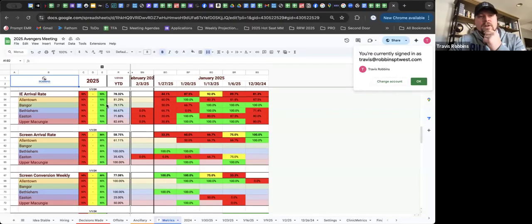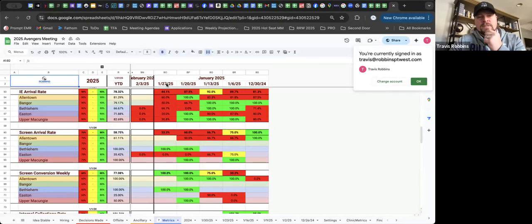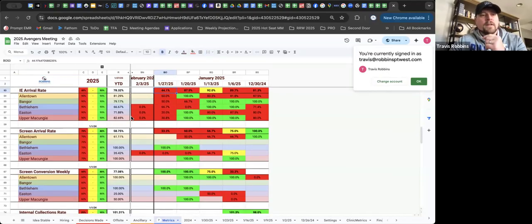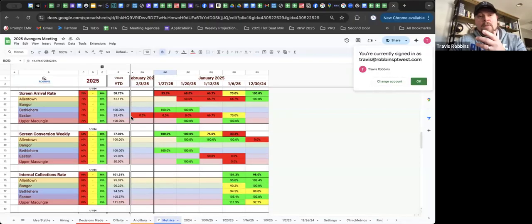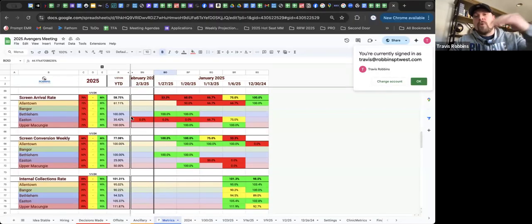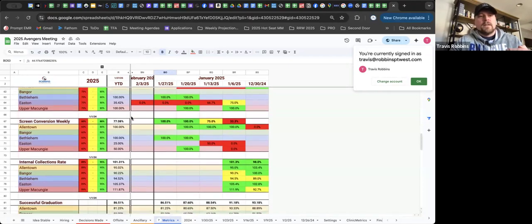Here's our initial evaluation arrival rate. Again, don't look at these numbers. This is for this week, because all the initial evaluations haven't come in yet. It's only Wednesday. Screen arrival rate, we look at that because we're looking at the quality of our leads. If our screen arrival rate starts going down, we go back to marketing and say, you've got to get us better leads. These suck.